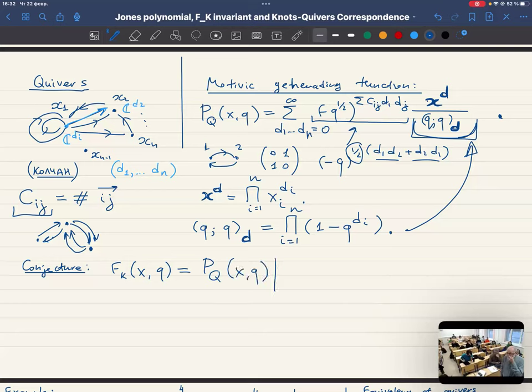So instead of x, we should substitute some specific. Excuse me. Sorry for the interruption. Yeah. So everything is not okay. Everything is not okay.